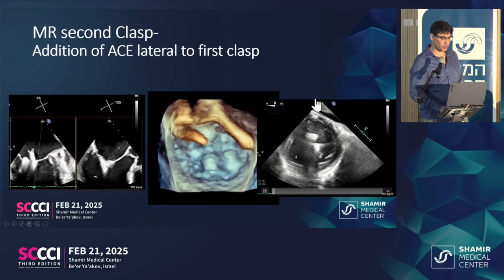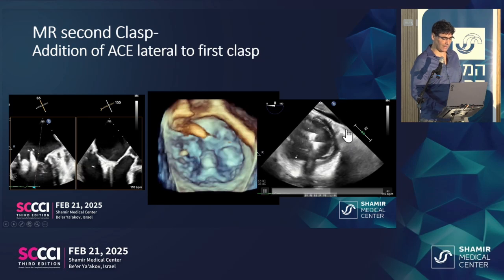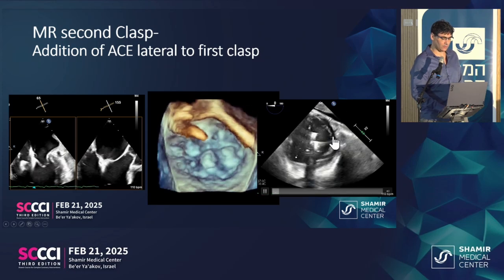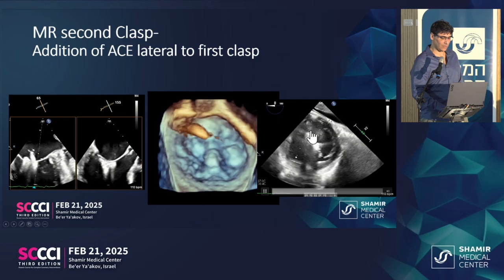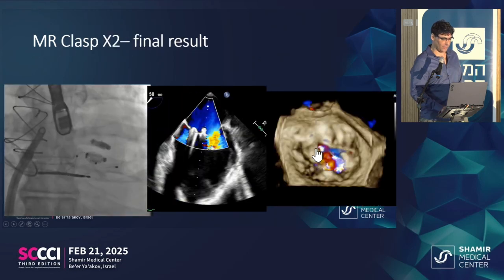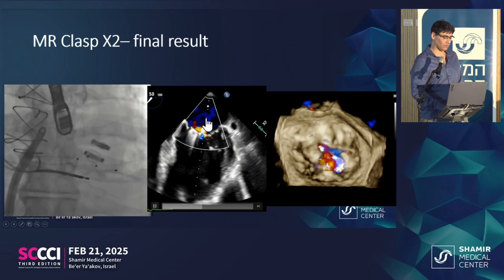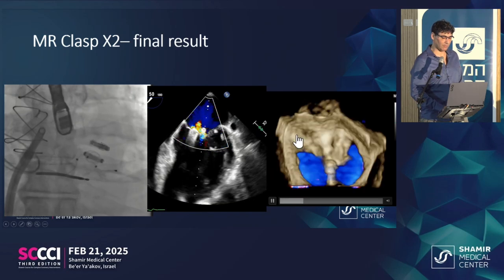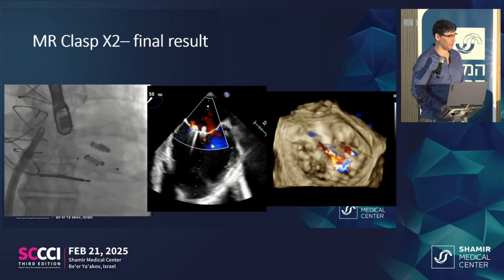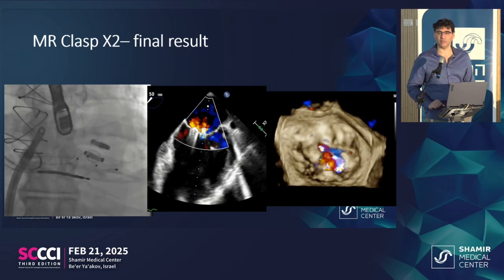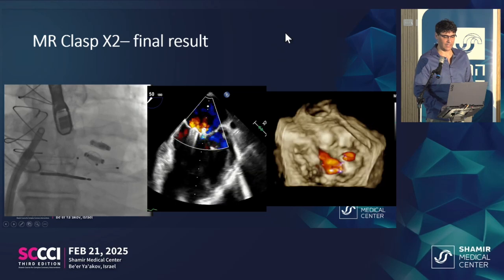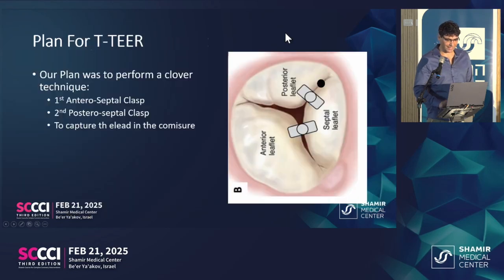Here we see a short axis. This is something Professor Carasso shows us a lot. This is the first clasp, and this is the second one. Eventually we have two clasps, and here it looks like mild MR, but here we would say a bit mild to moderate MR. But we have a reasonable result on the mitral side, and then we said, okay, let's go to the tricuspid part.